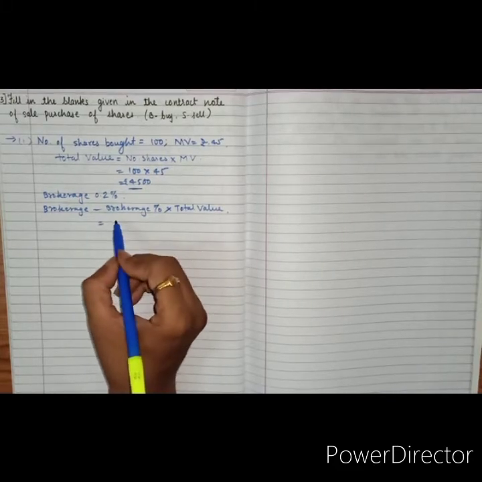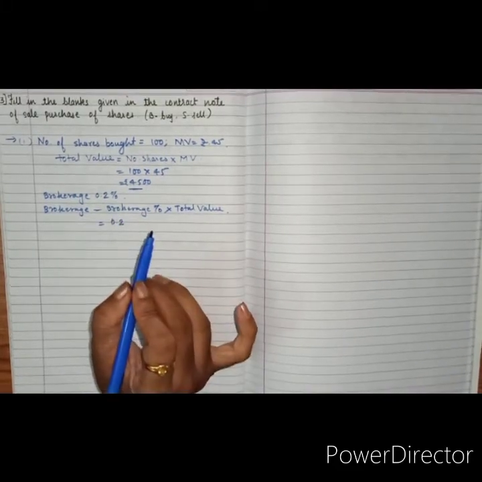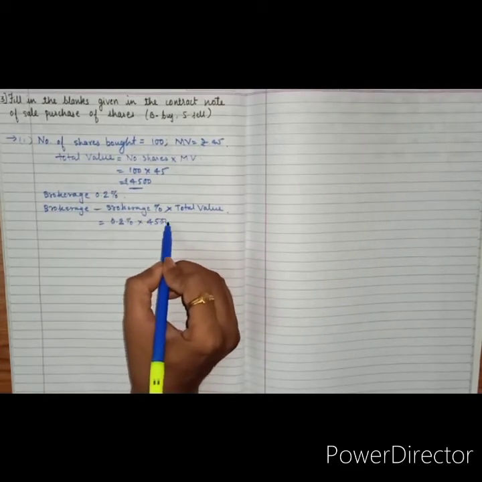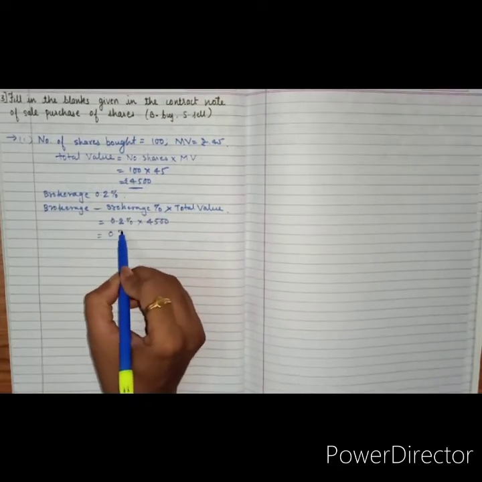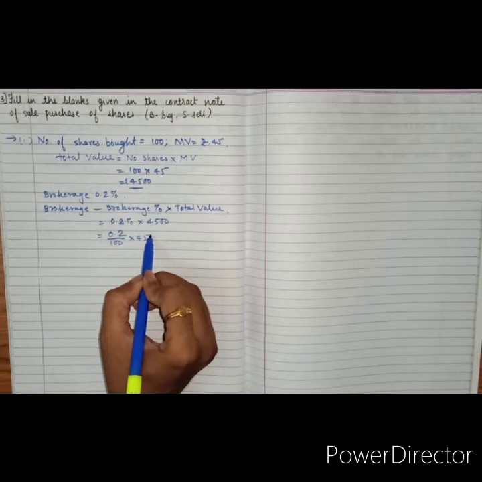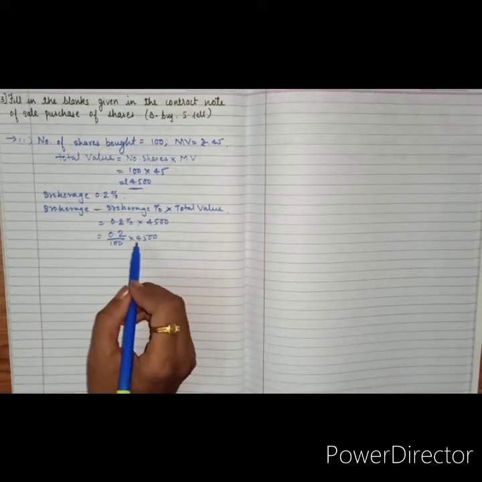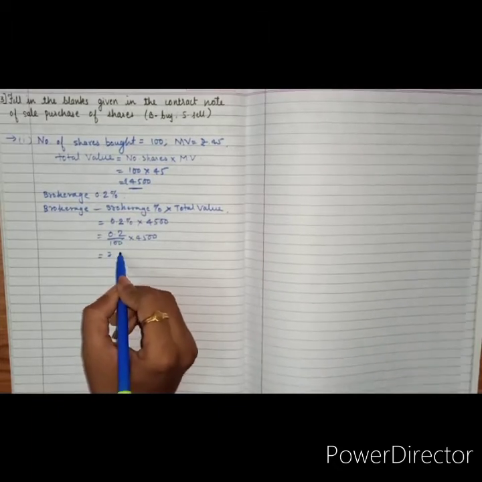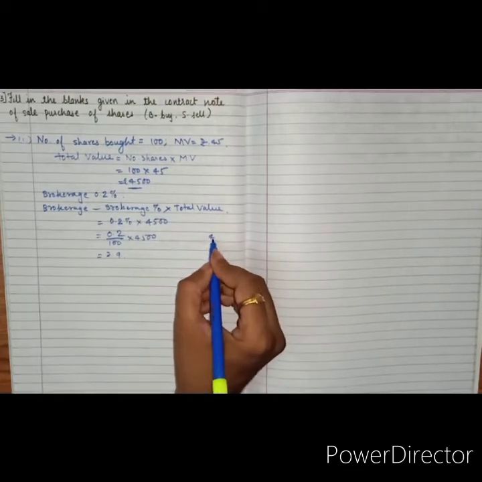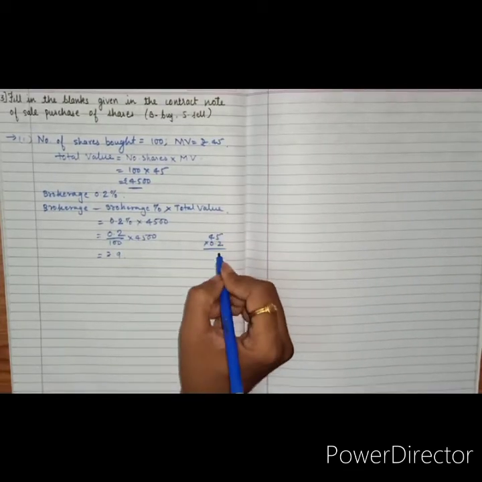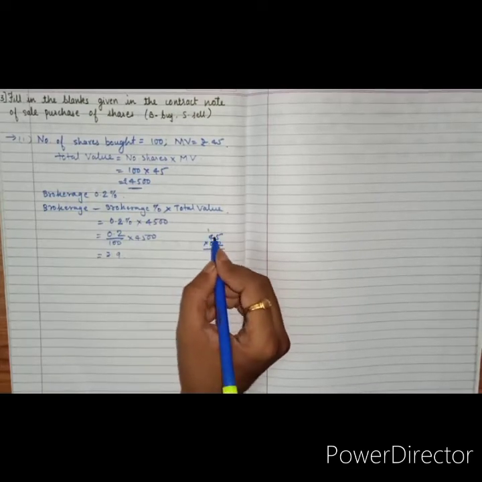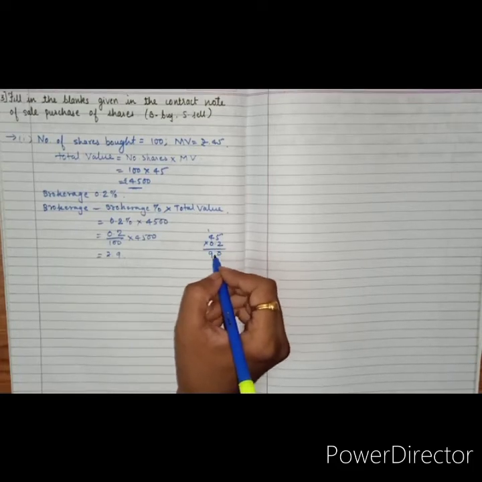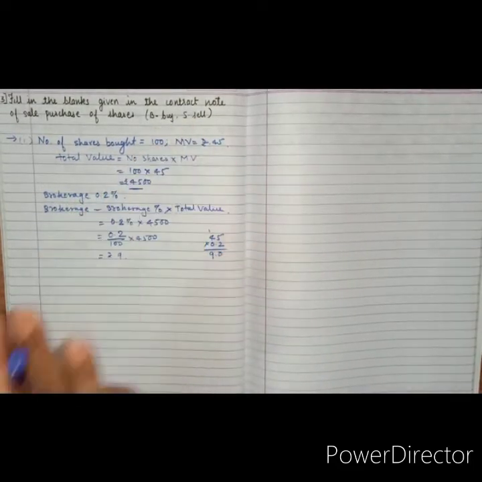Brokerage percent is how much? It is 0.2%. So 0.2% into 4500 total value, right? 0.2 means 0.2 upon 100 into 4500. The zeros get cancelled, and if you multiply this, what you get is rupees 9. See, 45 into 0.2, multiply and check. 5 2s are 10, 4 2s are 8, plus 1 is 9, right? And decimal is after one digit, so 9. Understood? I hope you have understood this.